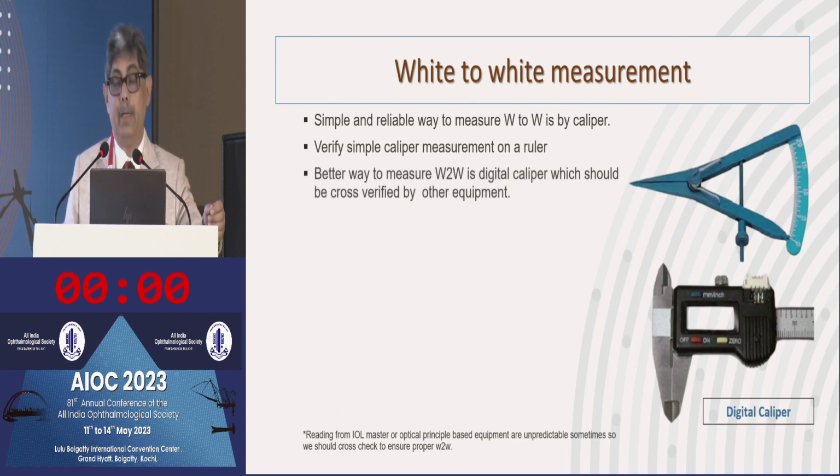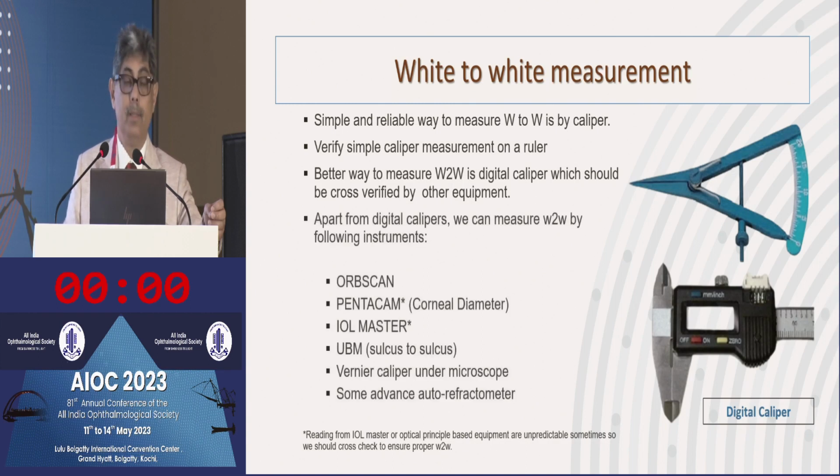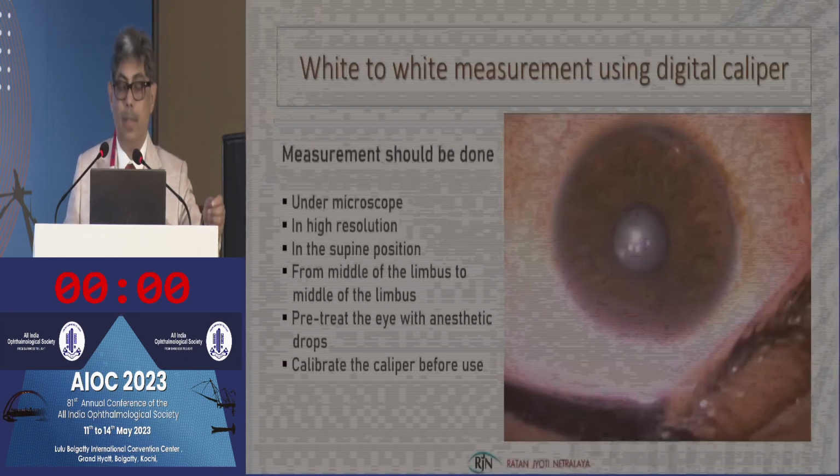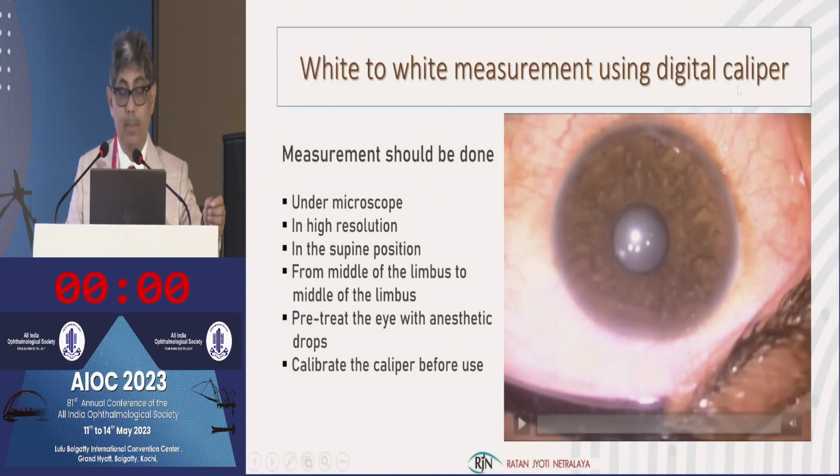to white, and I do it in all my cases with a digital caliper, as you can see on the bottom right side. Other things by which we can do it are OpScan, Pentacam, IOLMaster, UBM, vernier caliper, or some advanced autorefractometers. And this is how we measure. This is depicted here, and this is a small video.